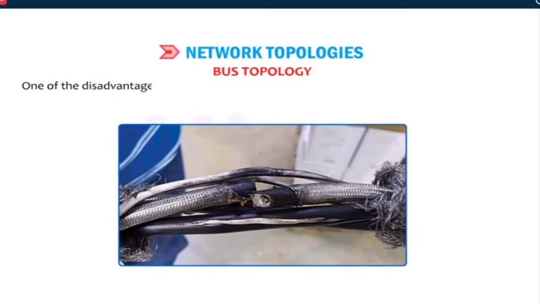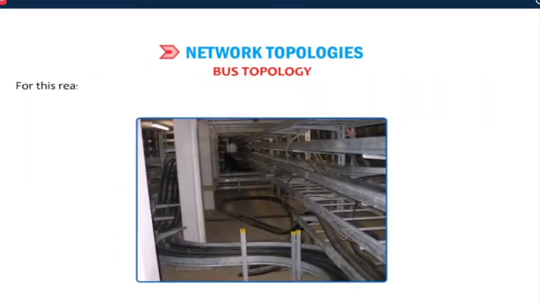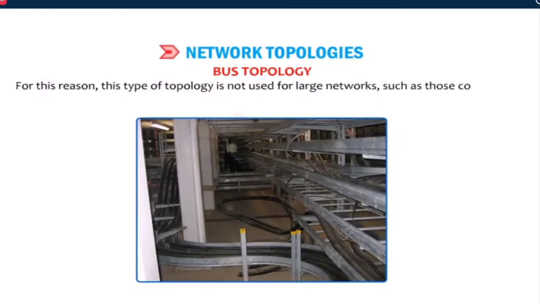One of the disadvantages of such types of network is that if the main cable fails, the entire network becomes unstable. For this reason, this type of topology is not used for large networks, such as those covering an entire building.